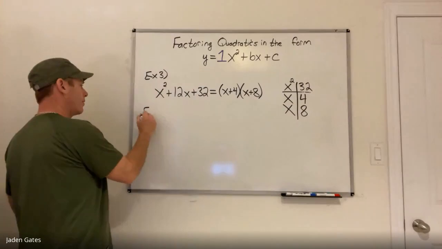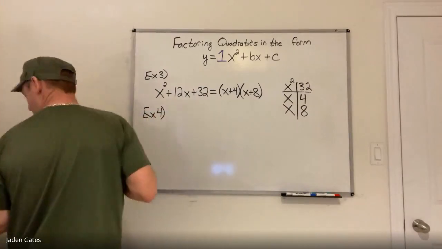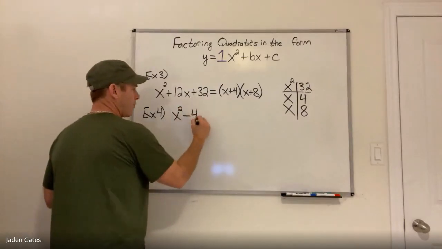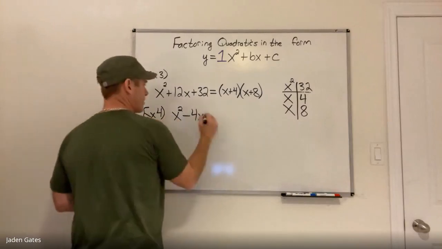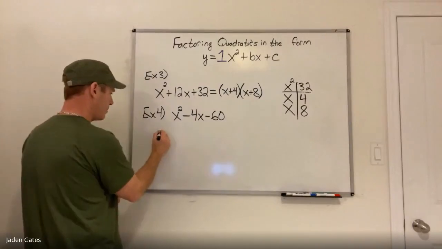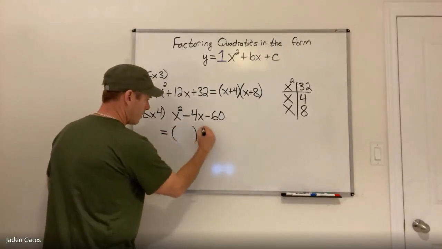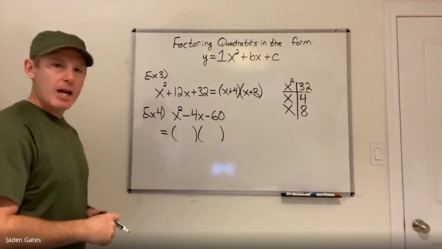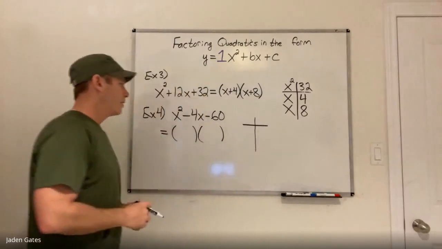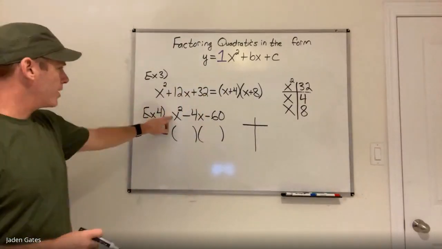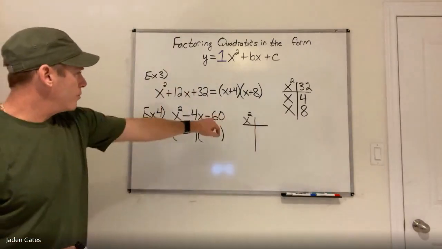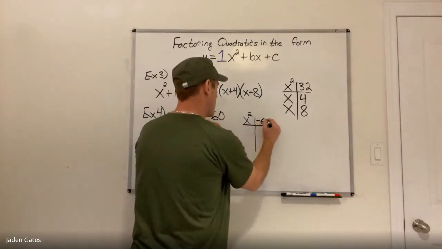All right, let's try a few more. So example 4, I get something like this. x squared minus 4x minus 60. All right, so once again, when I factor this, I'm going to get 2 brackets here, right? But again, I'm going to make up my chart. All right, so my first term, there it is, x squared. And in the top right, we do our last term. It's a minus 60. Make sure you watch your signs.